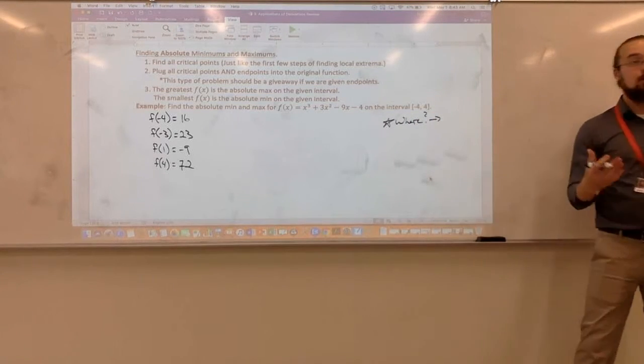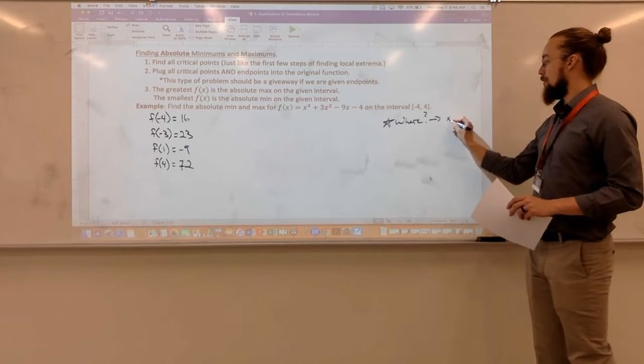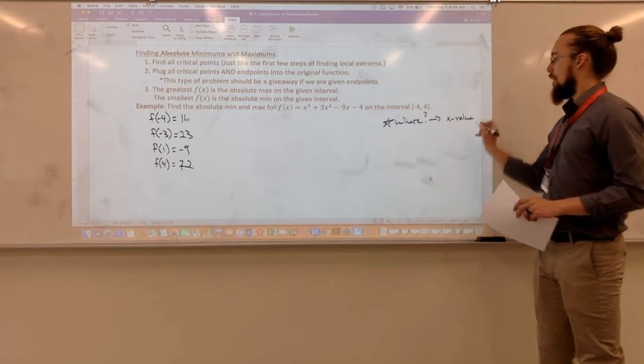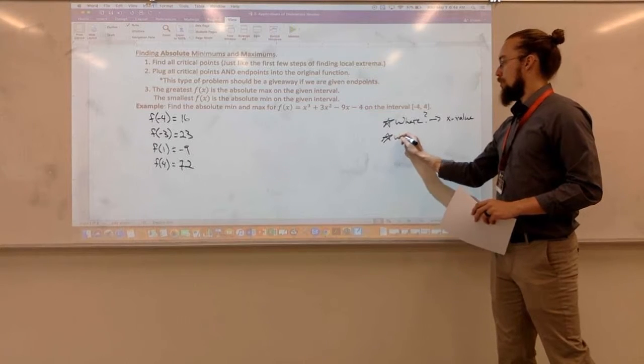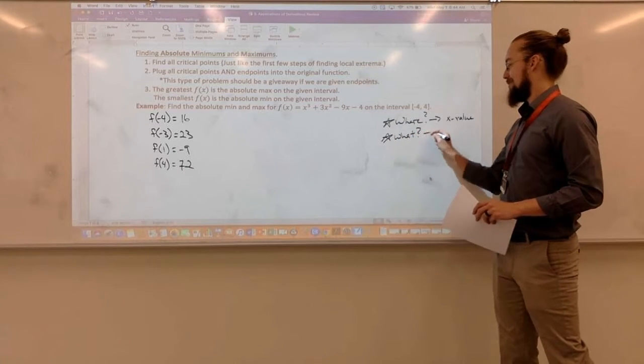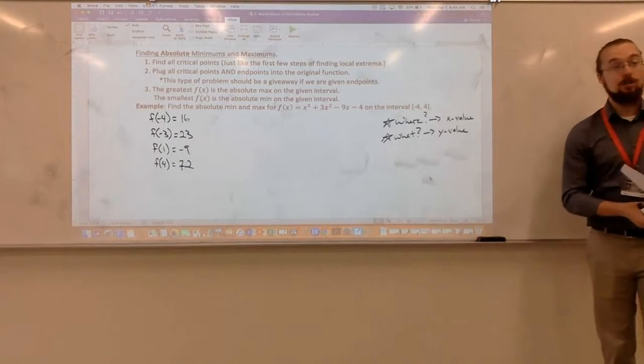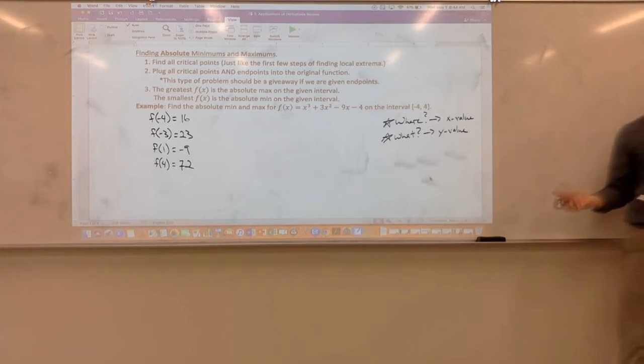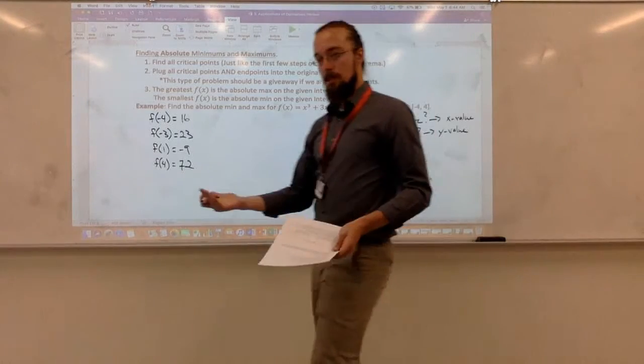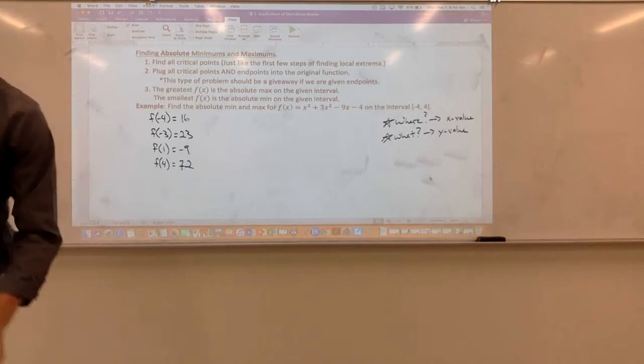Make a little note. Where does something happen means x value. What means the y value. Like, where does the min occur means find the x value. What is the min means find the y value.